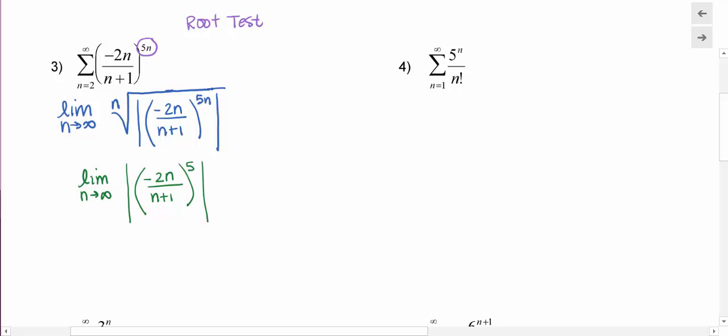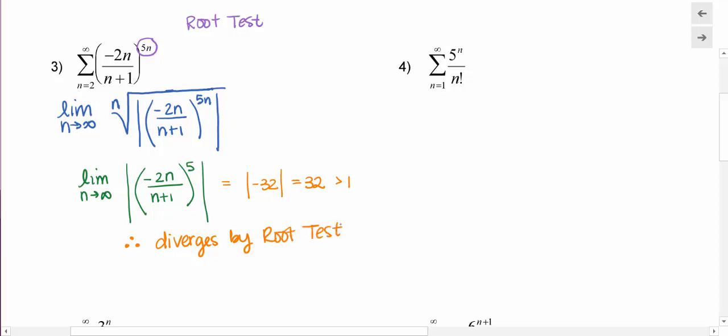Okay? And limit properties are going to tell us that I can go ahead and just raise that limit to the 5th. And so this limit would be negative 2 to the 5th or negative 32. Again, that's in absolute value bars. So my limit of this whole thing is 32. And since that limit is definitely greater than 1, I would say, therefore, this series will diverge by the root test. Okay?